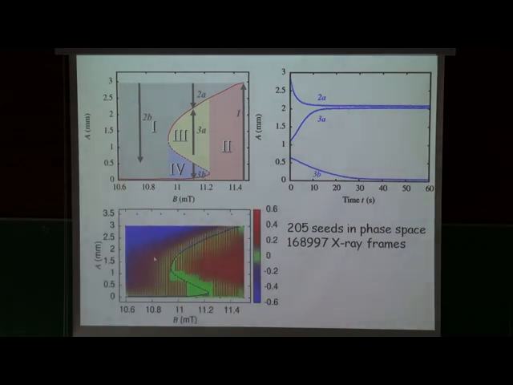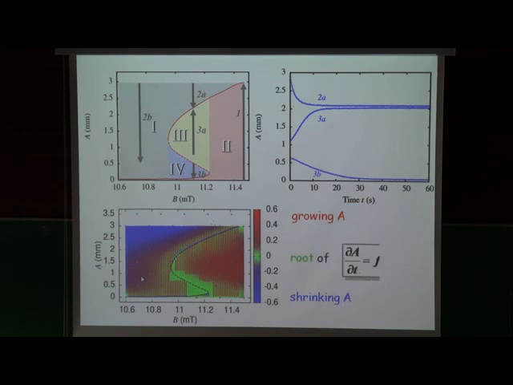All these red points are the data, and then you have a color code. The red area means a growing amplitude, a growing pattern here. Blue means a shrinking pattern here, and green means the root of the amplitude equation. That is where not so much dynamics is evolving. So you see this green range is nicely grouped around this curve.